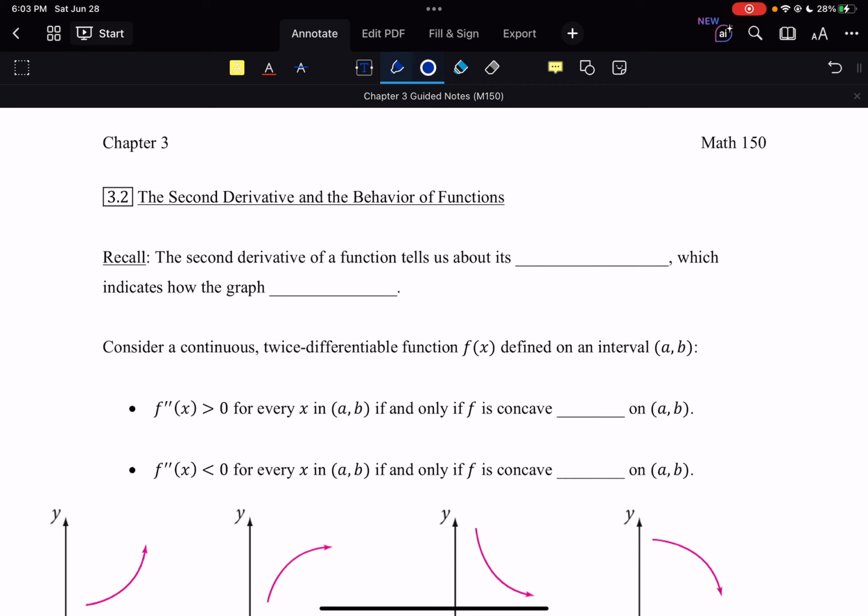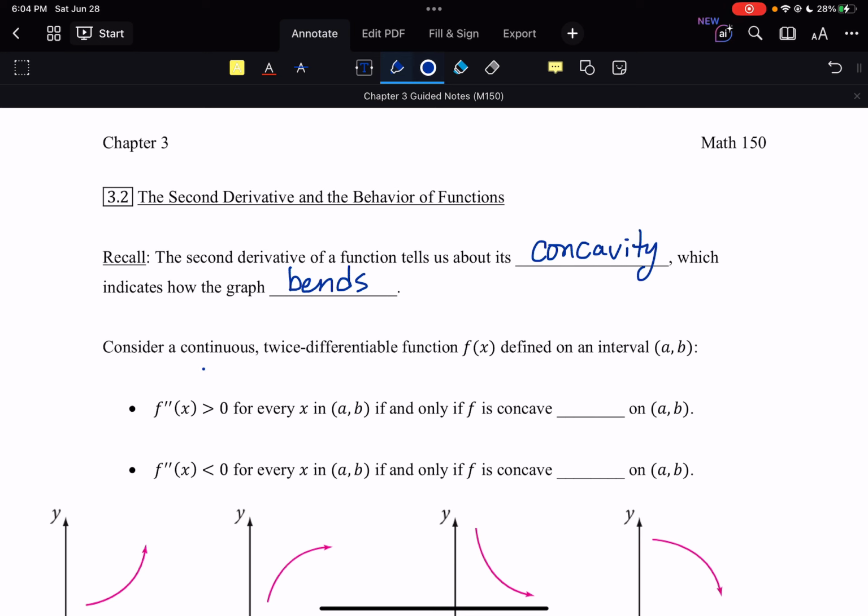So first we need to recall what we've talked about previously, about how the second derivative of a function tells us about its concavity. And concavity indicates how a graph bends. So when we talk about a graph having concavity, we're not talking about whether the graph is going up or going down, but whether it is bending up or bending down.